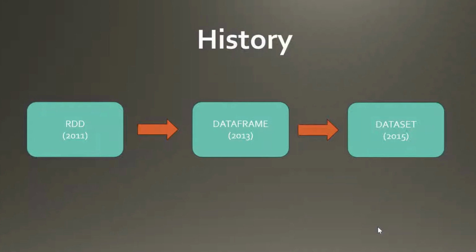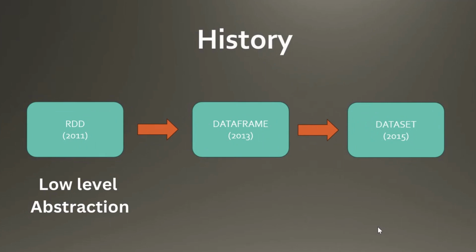So what is the history of RDD, data frame and dataset? In the beginning, when Spark was developed, the RDD was the base, and RDD was a low-level abstraction of Spark. It was developed in 2011. Then after that, some kind of enhancement was done on top of RDD and the data frame came into the picture in 2013 in the Spark 1.3 version.